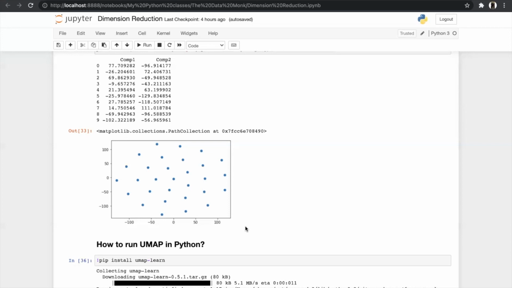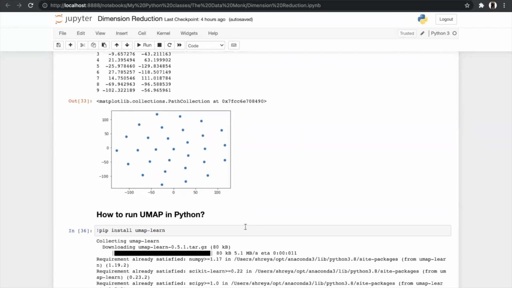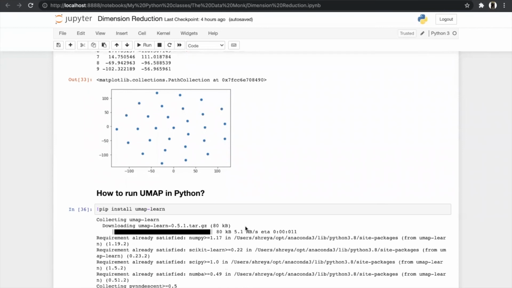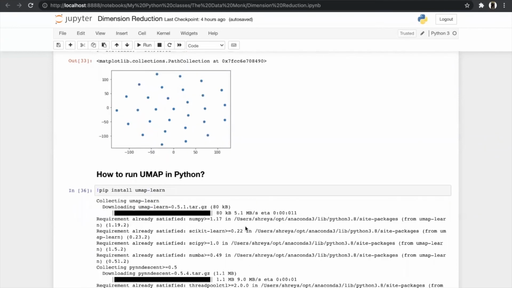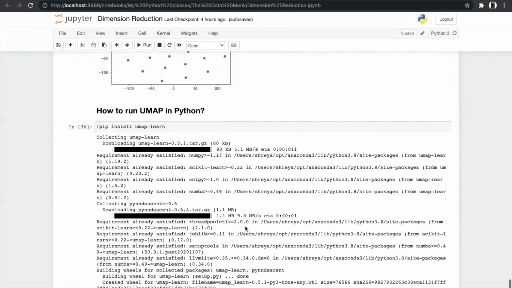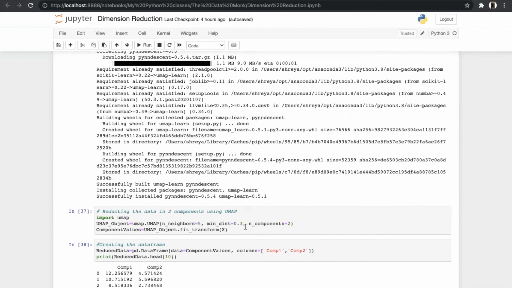To run UMAP in Python, first we have to install the library. To install it, we write the code pip install umap-learn. After installing umap-learn, we will import our libraries. So we have imported UMAP. Then after that, we will assign the values to our hyperparameters. As we have already seen, the hyperparameters for UMAP are n_neighbors, min_dist, and n_components.